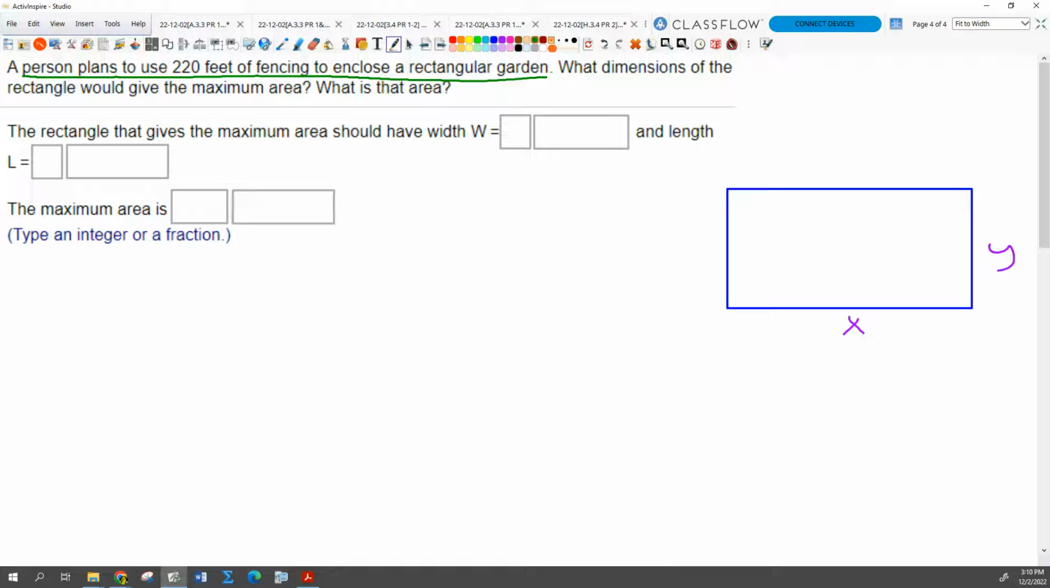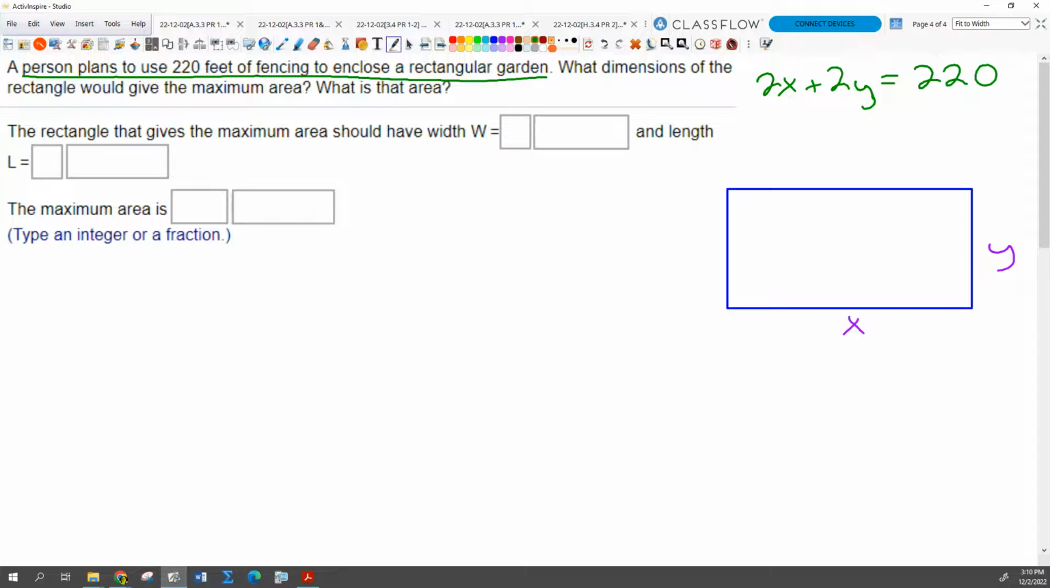Okay, so that's perimeter, isn't it? So what are we going to get for perimeter here then? What's our perimeter equation going to be with x's and y's? 2x plus 2y equals perimeter, which is 220. Okay. All right, so what are we trying to find?